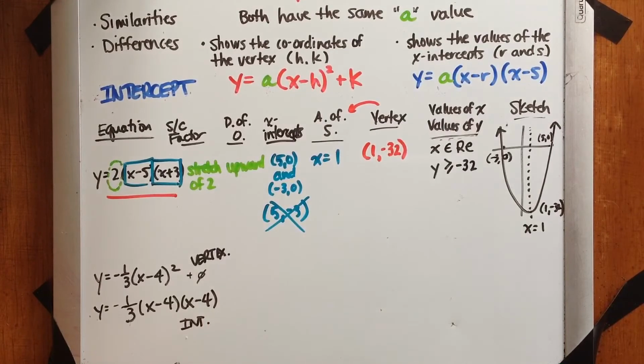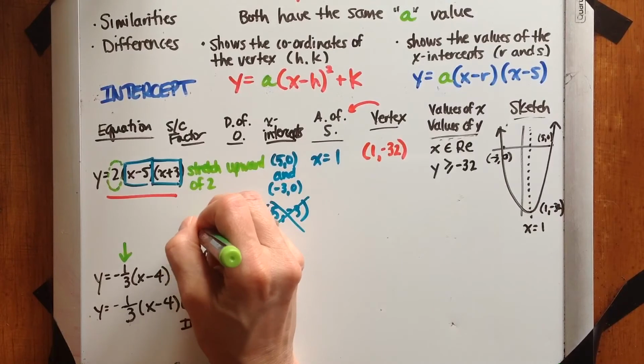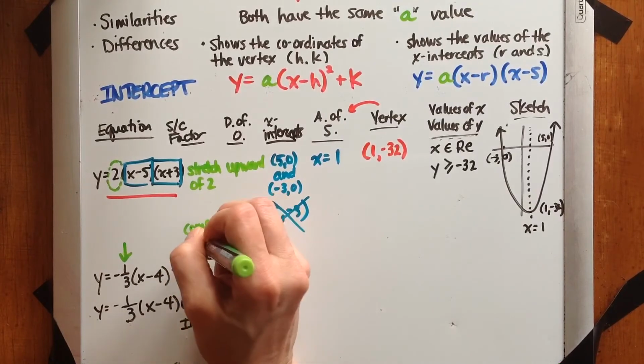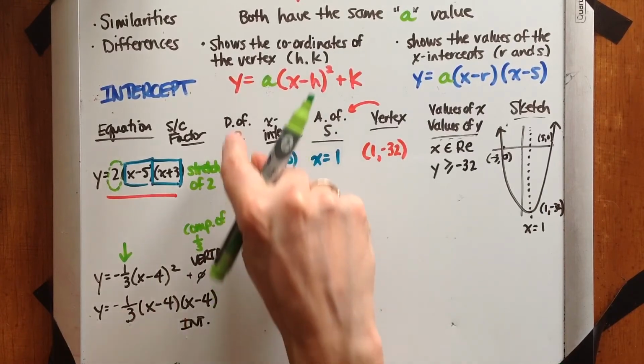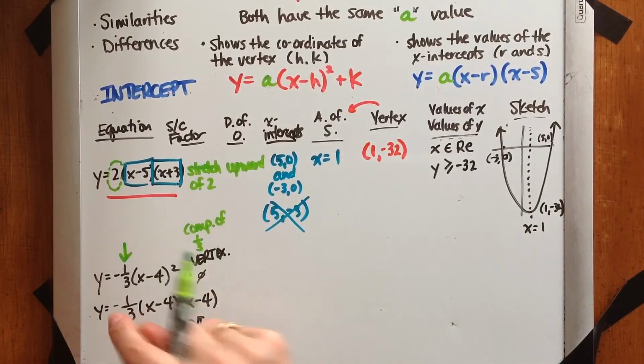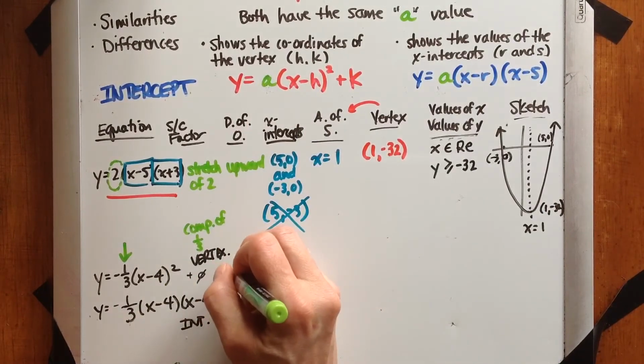All right, let's walk through this. What's the stretch or compression factor? Again, that comes from the A value. Since it's less than 1, we would say it's a compression of 1/3. Let's save the negative to talk about the direction of opening. Because it's negative, we would say it's downward.